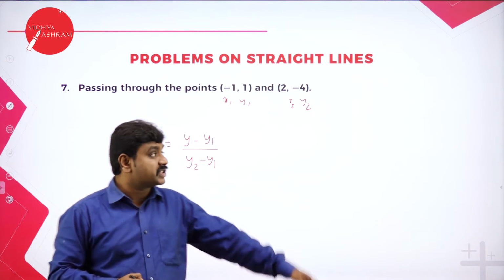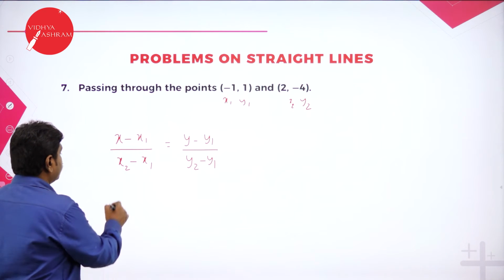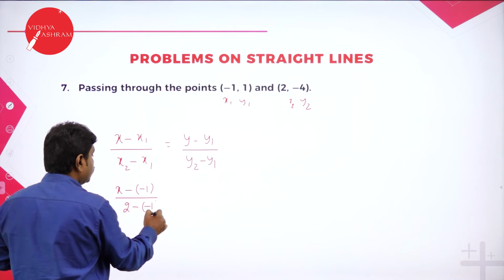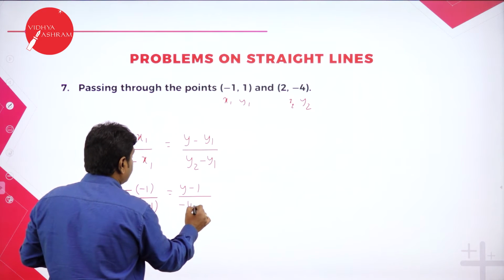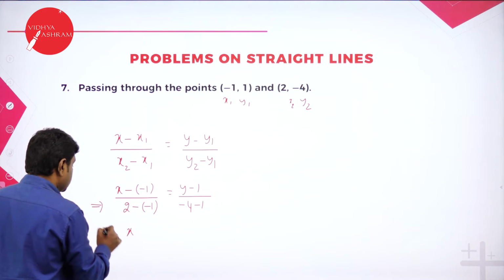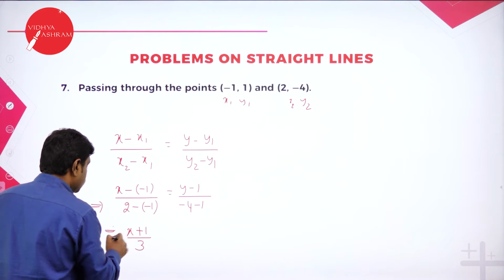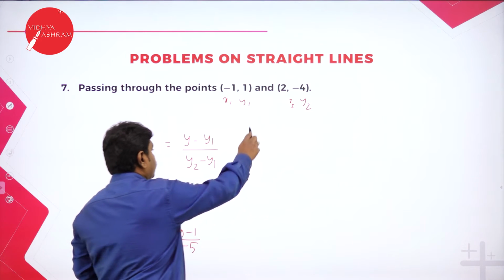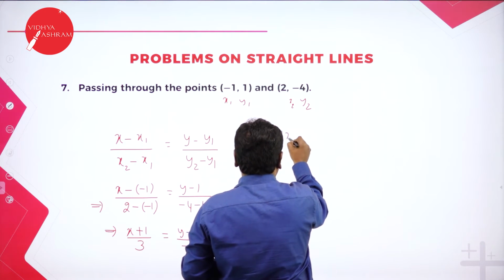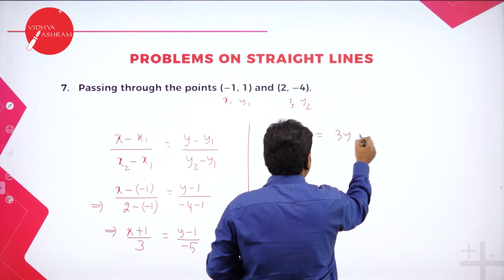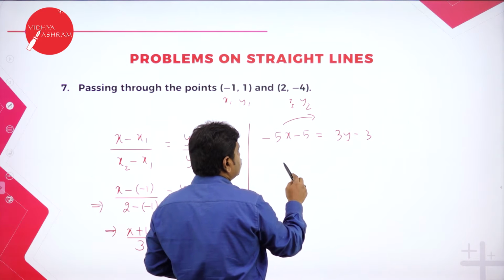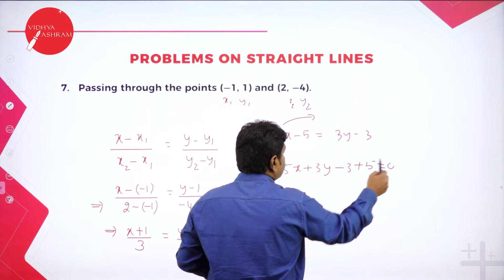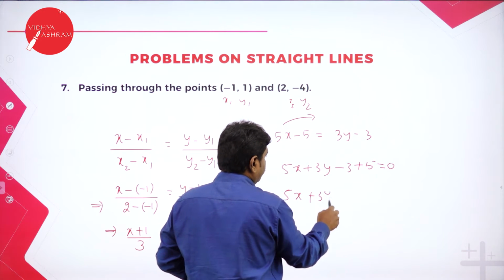So the first point we call x1, y1, the second point we call x2, y2. Substitute in this equation. So x minus, what is x1? Minus 1, divided by x2 minus x1, 2 minus of minus 1, equals y minus y1, which is 1, divided by minus 4 minus 1. So that is x plus 1 divided by 2 plus 1, which is 3, equals y minus 1 divided by minus 5. Cross multiply: I'll get minus 5x minus 5 is equal to 3y minus 3. Transfer all terms to the RHS. So it will become 5x positive, 3y is already there, minus 3 plus 5, equal to 0. Or I can say 5x plus 3y plus 2 equal to 0.